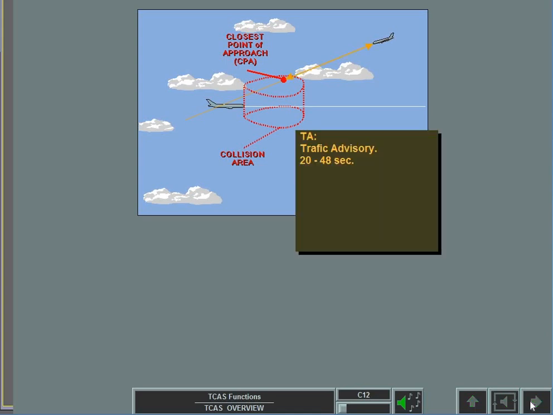When the other aircraft has closed to within 35 to 45 seconds of the CPA, TCAS issues a TA, or Traffic Advisory. This alerts you to the presence of the other aircraft and helps you to make visual contact with it.